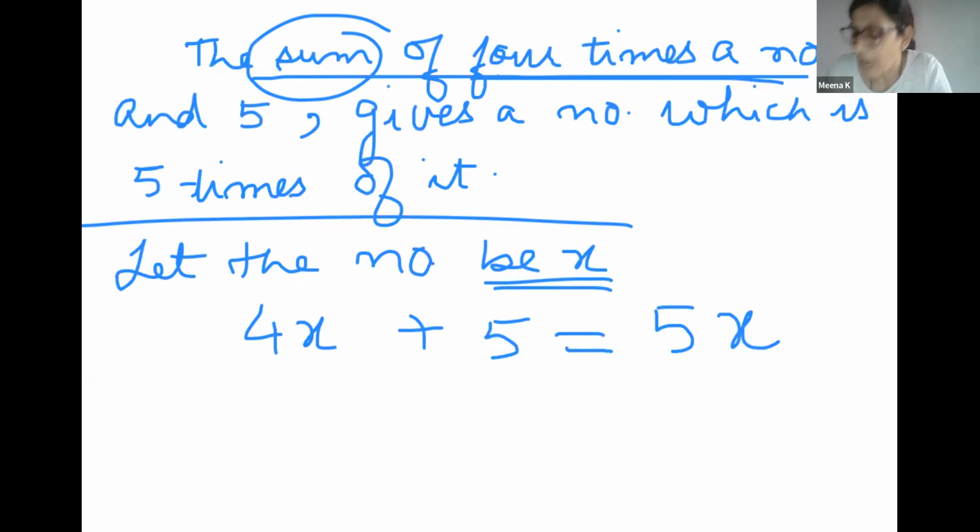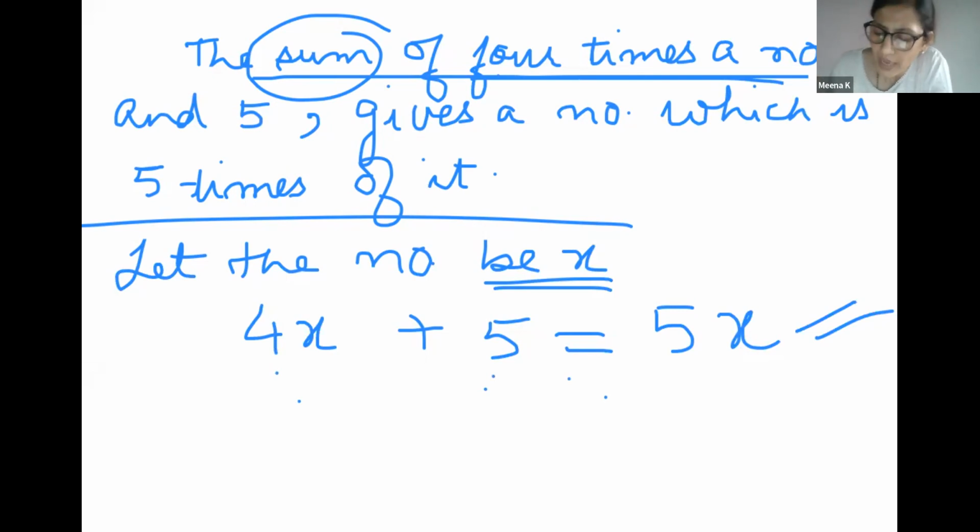So children, how to form this equation is clear from the words. We are following the words and forming the equation step by step. Yes. So 4 times the number and 5. Sum of 4 times the number and 5 gives equal 5 times of it. 5 times the number. Right.